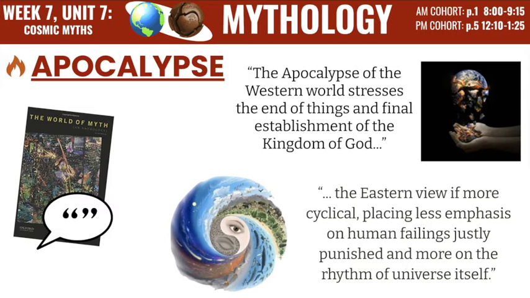As David Adams Leeming puts it, the apocalypse of the Western world stresses the end of things and the final establishment of the kingdom of God. The Eastern view is more cyclical, placing less emphasis on human failings justly punished and more on the rhythm of the universe itself.